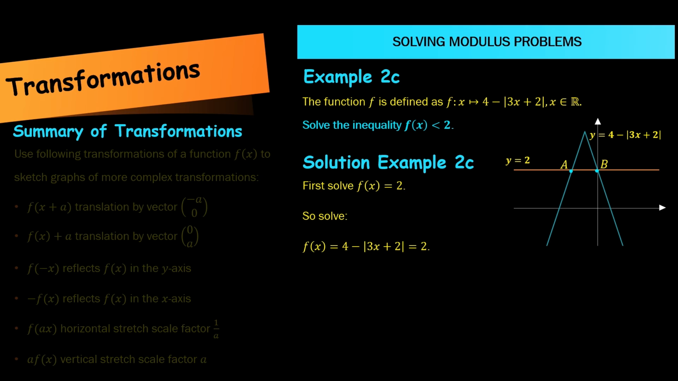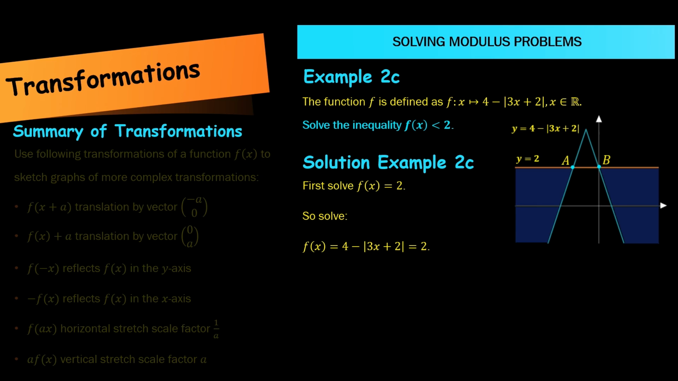The equality occurs at these 2 points shown in the graph here, A and B. These points are crucial because when x is less than the value at the point A and when x is greater than the value at point B, we have the required inequality. In other words, f of x is less than 2. However, when the x value is between the points A and B, we have f of x is greater than 2.